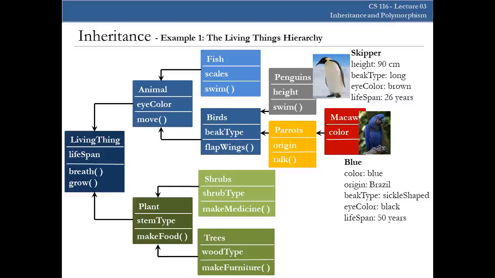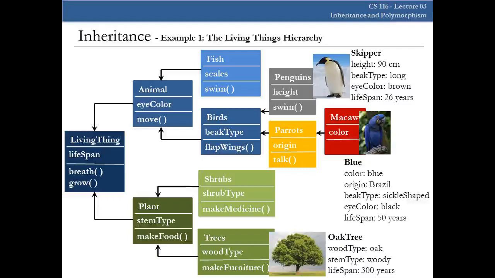The last object that I am defining here is of class trees. And this is the object. This is not some movie hero, but it's kind of a real life hero. I'm naming it Oak Tree. And Oak Tree can have a wood type, which is oak here, stem type, which is woody here, and it can have a lifespan of 300 years.